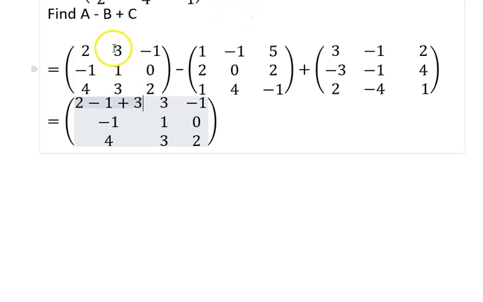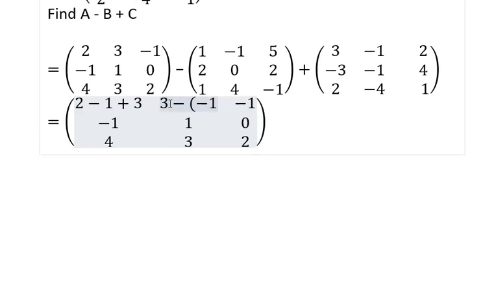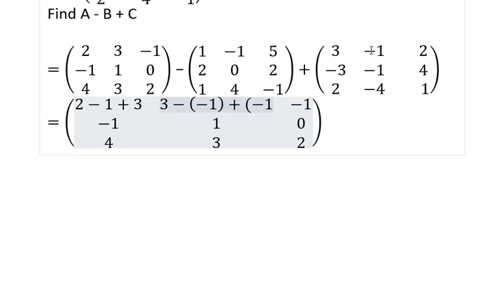The next one, 3 minus minus 1. Ensure it is the corresponding element. 3 minus minus 1 plus minus 1. You can check again. 3 minus minus 1 plus minus 1.